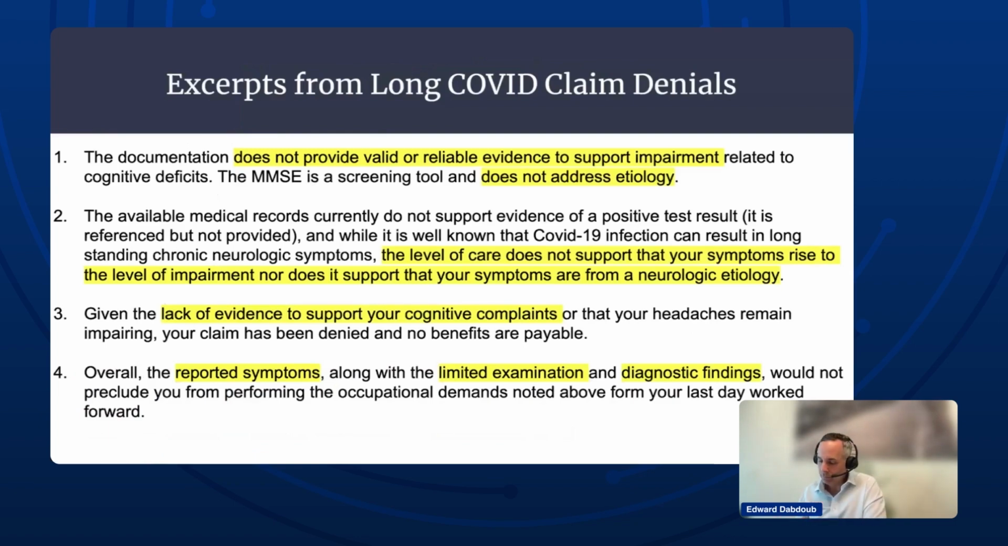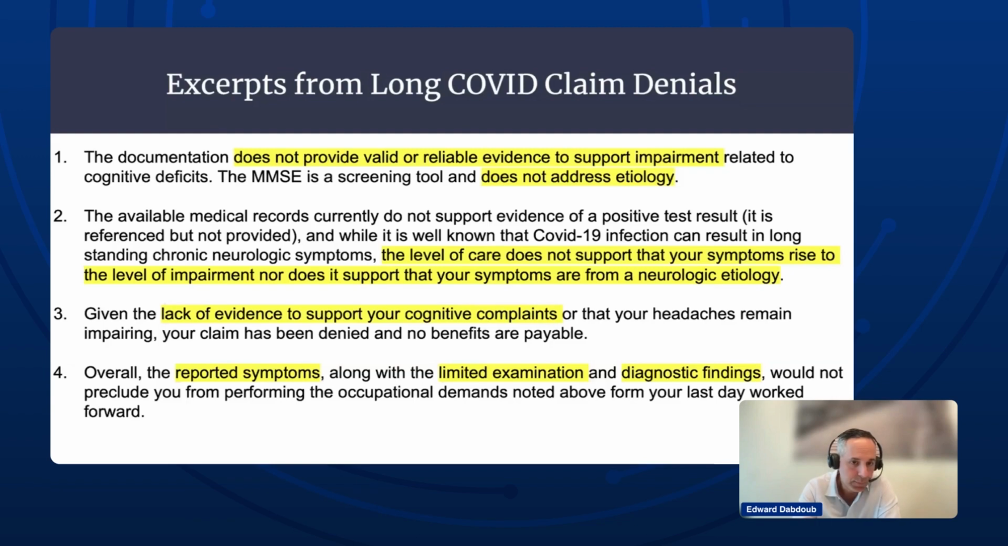Before we get into how to prove up long COVID disability claims, how to get those approved, I want to talk about what some of the denial language, the denial rationales look like. What are some of the things that insurance companies are saying? These are 4 excerpts that come directly from denial letters from our firm's clients. And you'll see variations of these, but by and large, they're all essentially saying the same thing, more or less.